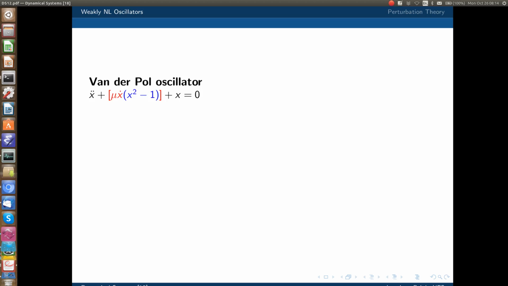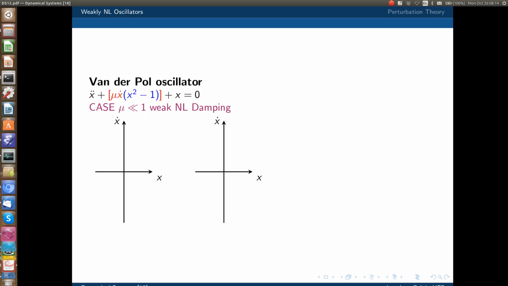Okay, so let's just look at the van der Pol oscillator. There we have it from last time. Last time mu was large. And now we're going to look at the case where mu is much, much less than 1. You can see it's basically a harmonic oscillator plus another part, a harmonic oscillator plus a small dangling part.